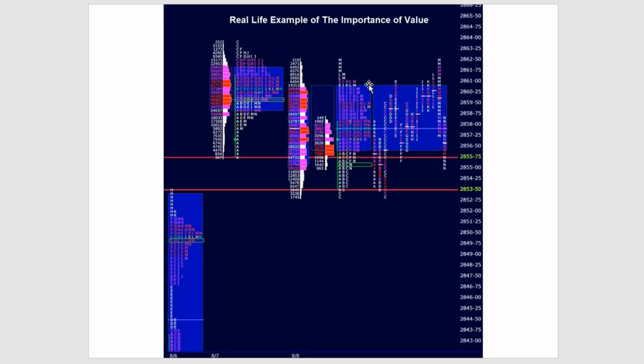Now I'm going to show you a real life example of the importance of value. This is an example that led to a trade at the time I was getting ready to record this video.